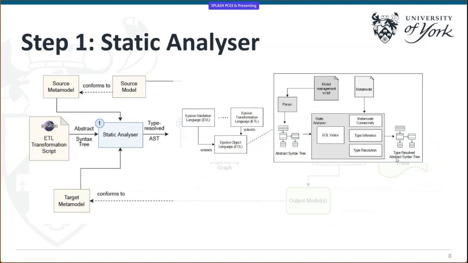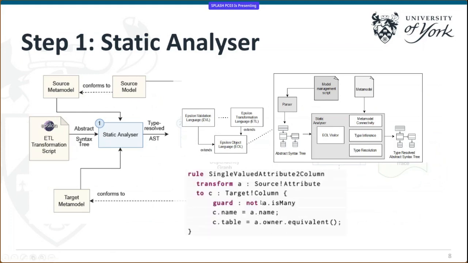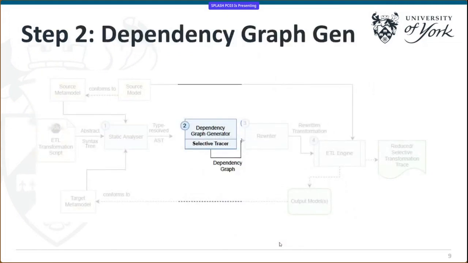type information. So for example, if we have this rule here, so if we want to see the types of the various constructs, it would be, for instance, a dot is many is a Boolean property, so the type would be resolved to Boolean. And then in a similar way for name to string. And then, for instance, c dot table would be a model element type table of the model target. So with this type information, now how we use it in the next steps, let's have a look.